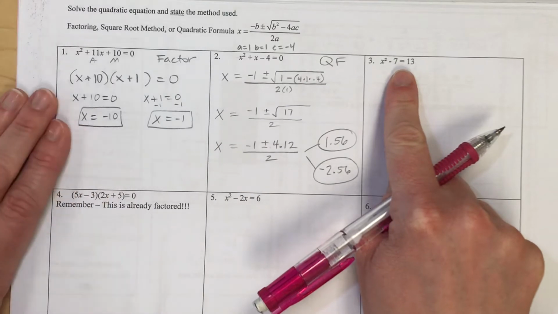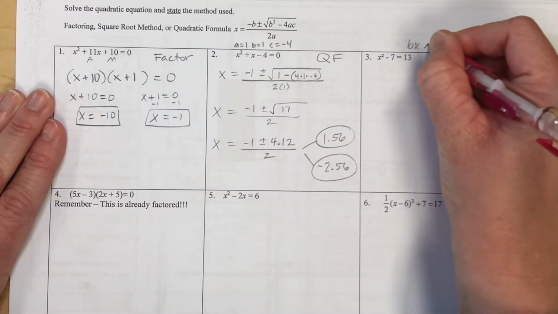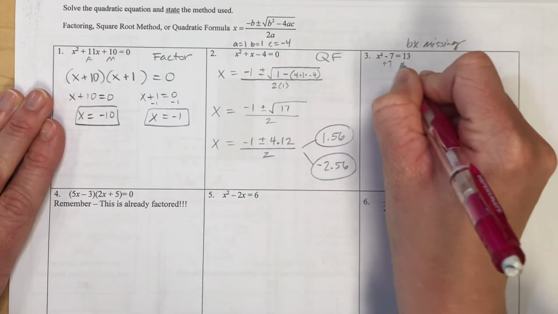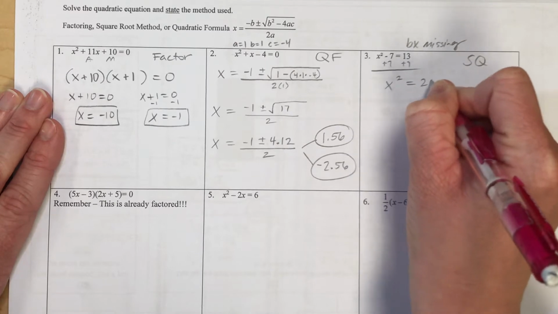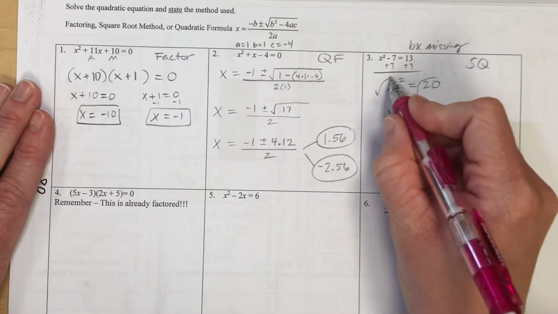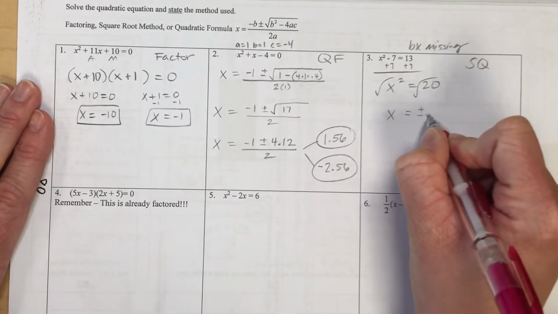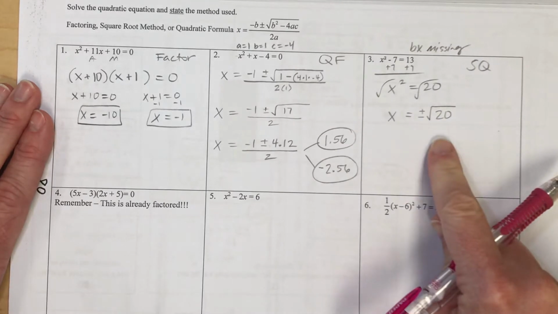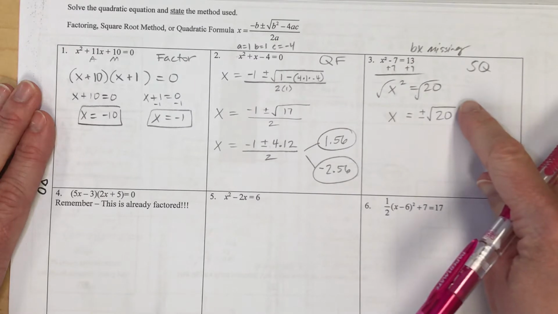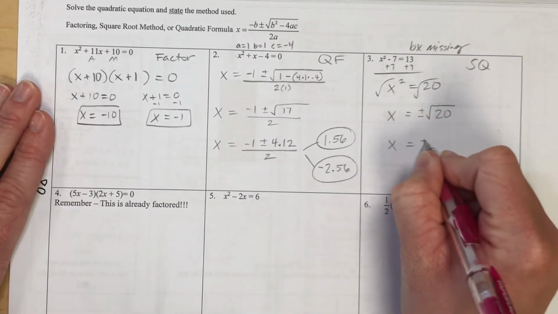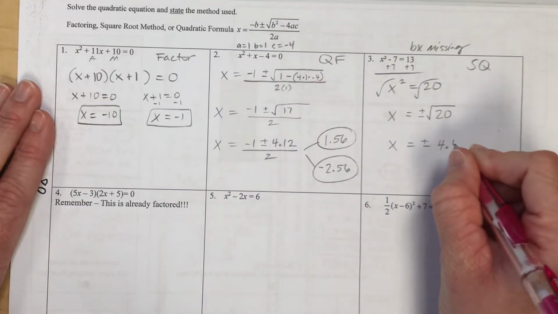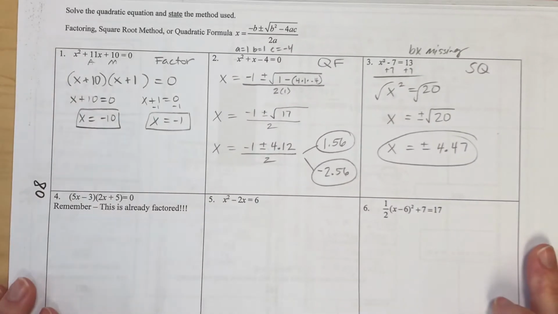Now for example 3, I notice that I have my linear term missing. So I can use the square root method. If I add 7 to the other side, my x squared is alone, and I can easily square root both sides. A square root and a square undo each other, and don't forget, when you apply that square root symbol, you need to apply plus and minus. 13 and 7 add to make 20, and so I'm going to write down the square root of 20 as a decimal. It is 4.47. So that's my answer here.